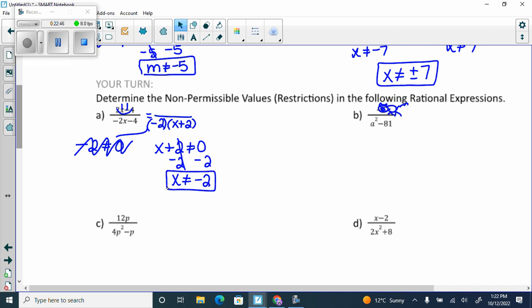Now b, I look at the denominator of this cat-pig thing I've got going on here. That stays up there. I don't really care. This is a difference of squares. So I say square root of a squared is a. Square root of 81 is 9. And I have a difference sign.